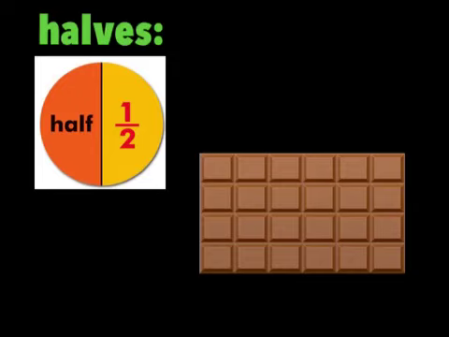Now, you can see here that this circle has been divided into two equal parts. And when we have two equal parts, that's called a half. It can be written with this word, half, or with this fraction here, one half.